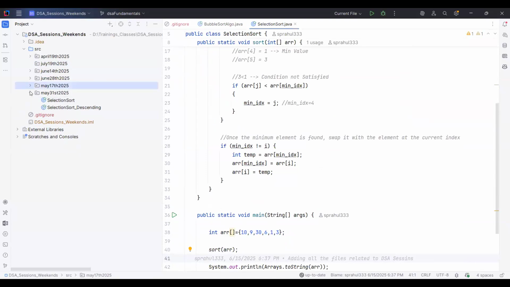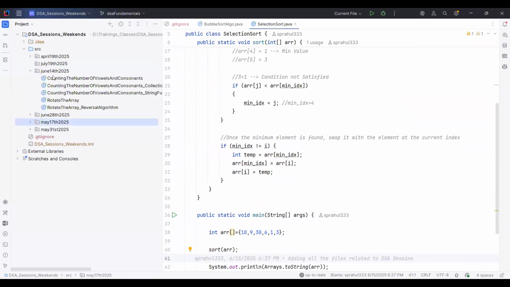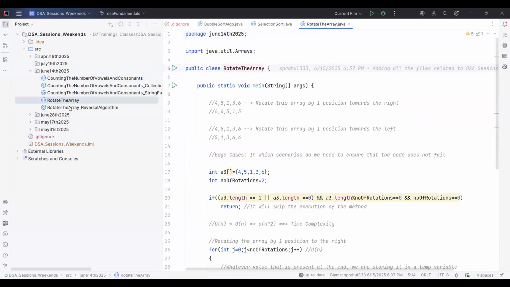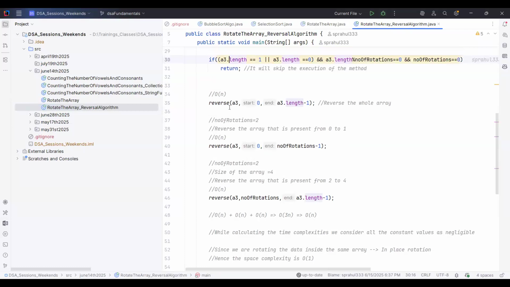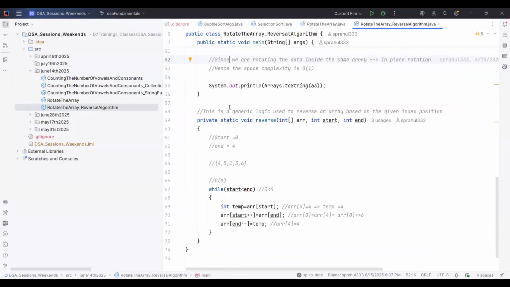Afterwards, we discussed one famous programming question: how do we count the number of vowels and consonants? How do we rotate an array? And how do we rotate an array using an in-place reversal algorithm? There's a famous algorithm called the reversal algorithm.